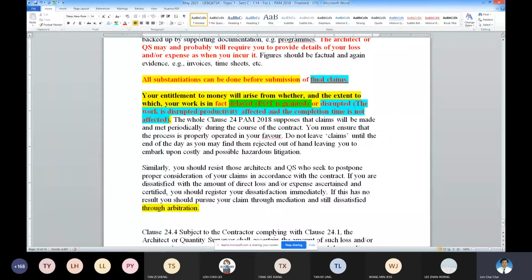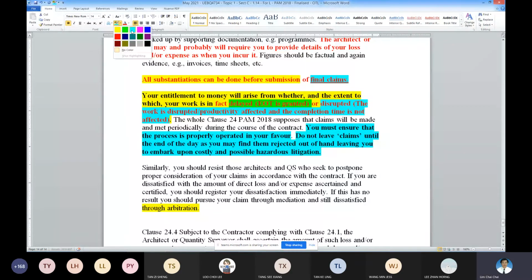So you must always claim timely so that it will be in your favor. Do not leave your claim to the last minute. It will be at the mercy of the consultant. Okay, so these are important points.